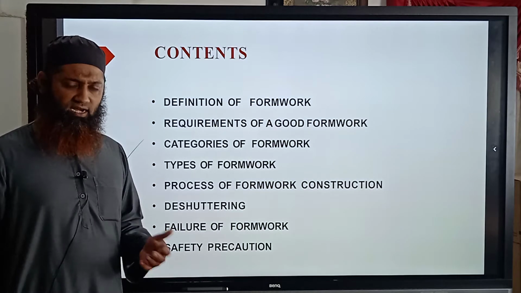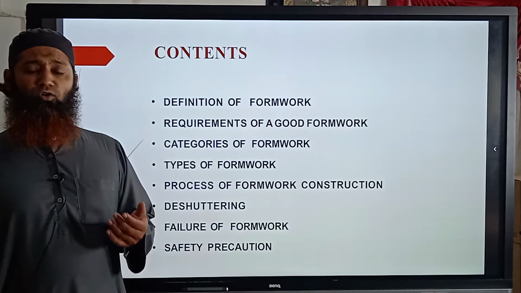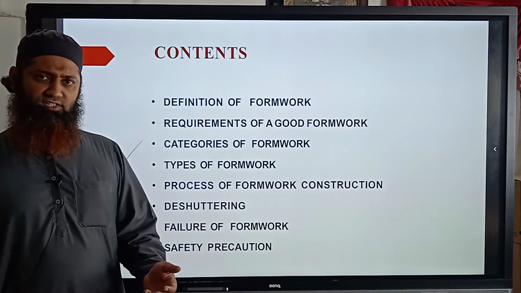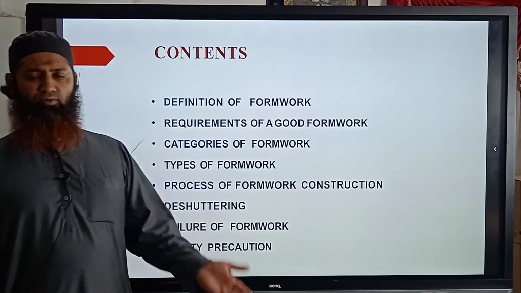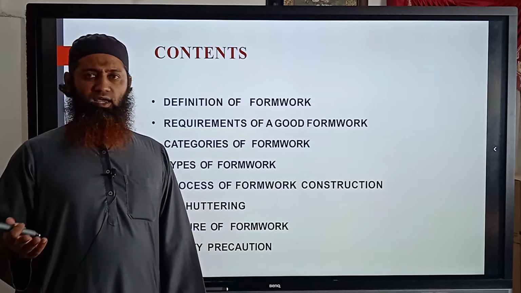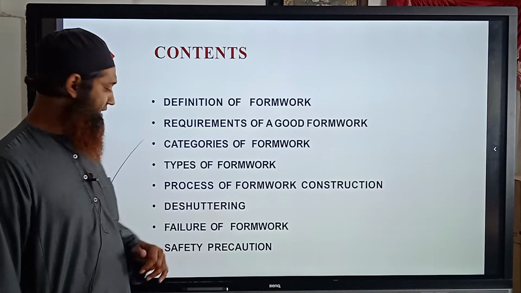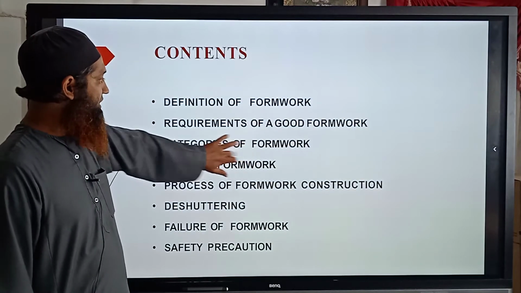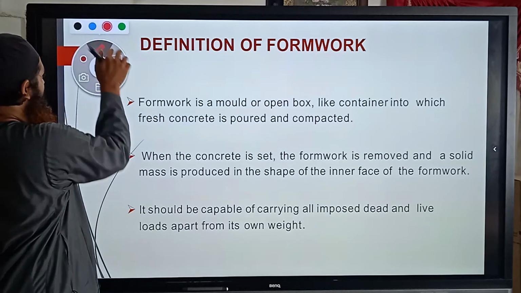Failure of formwork: as I had told you, if the formwork is not erected properly, or is removed beforehand, then there are big failures which have occurred in many parts of the world. One example I gave was America; even in Bangladesh, early removal of formwork led to the collapse of a G+5 building. Same way, we will also see what safety precautions we require. Let us see here what formwork is.